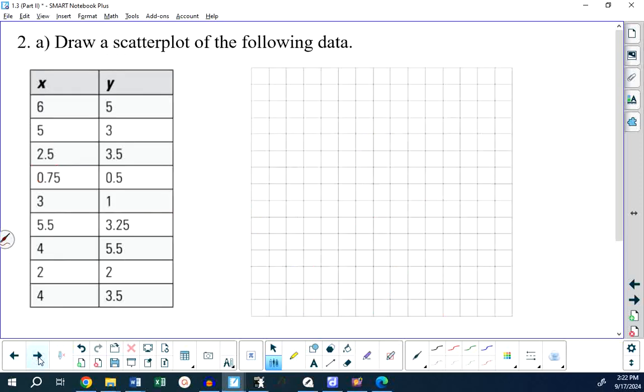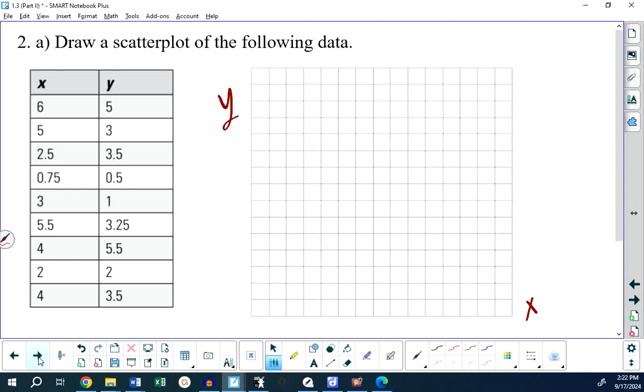So that's number one. Number two, you're asked to draw a scatter plot. Now, I don't want to spend class time drawing the scatter plot, but I hope that nobody had any difficulty doing this, right? You just plot the points. You have to make sure, of course, that the numbers that are in Y go on the vertical axis and the numbers that are in X go on the horizontal.